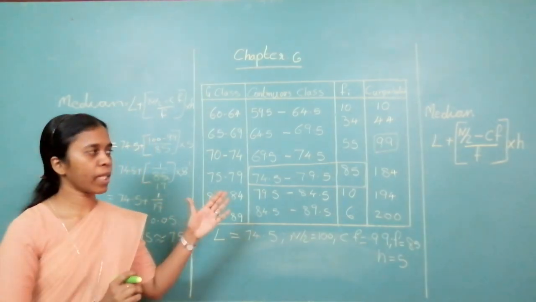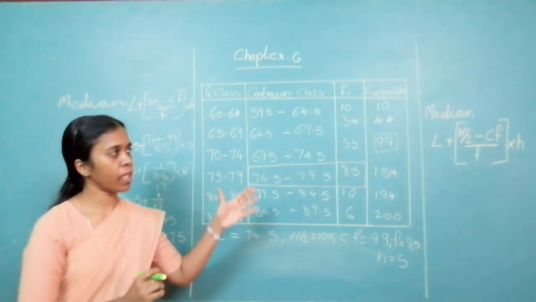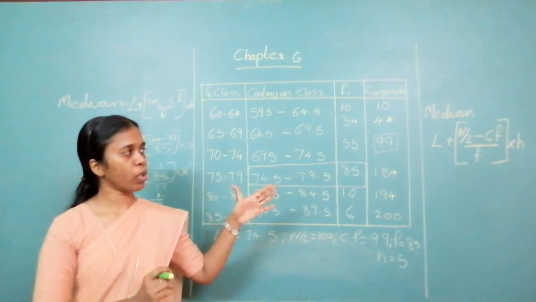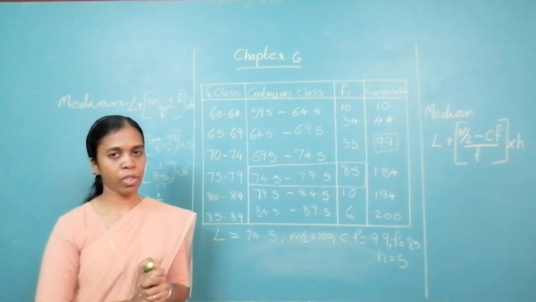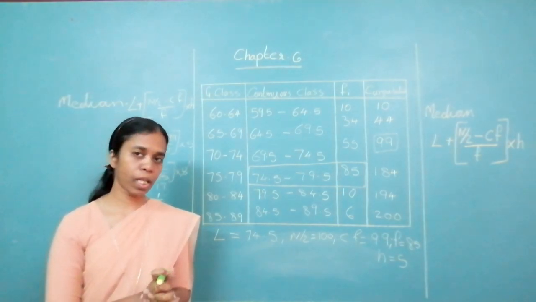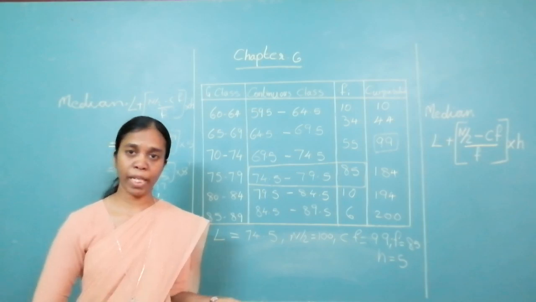Okay. What is L? Lower limit of the median class. N upon 2 is half of the frequency total, CF is the cumulative frequency, F is the frequency of the median class, H is the class width. So we have to find the median class.